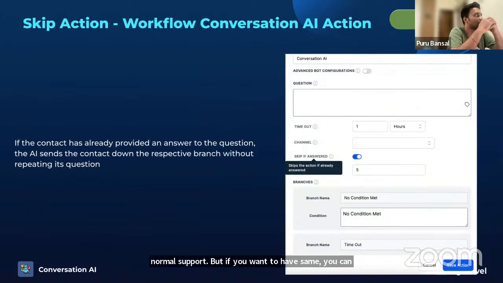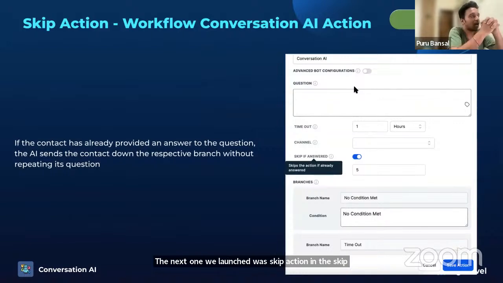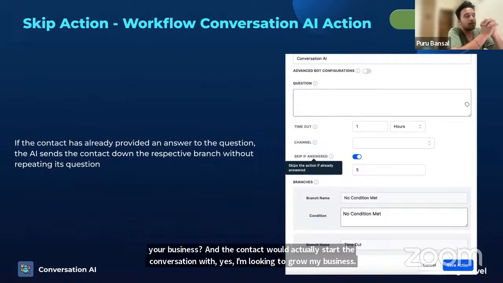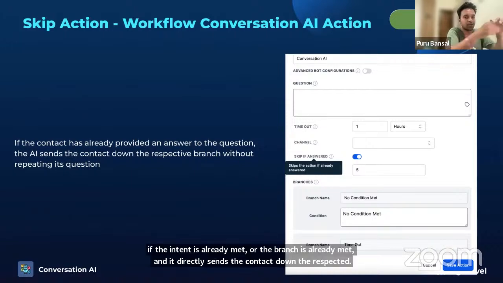The next one we launched was a skip action, a skip toggle, in the conversation AI action. A lot of the time your question would be, are you looking to grow your business? And the contact would actually start the conversation with, yes, I'm looking to grow my business. This skip action essentially allows the AI to detect if the intent is already met or the branch is already met, and it directly sends the contact down the respective branch without repeating its question again.